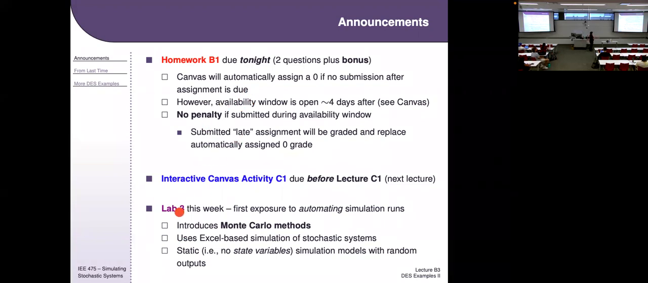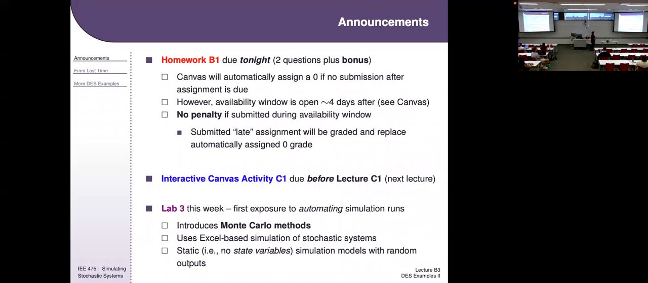The next lecture, Thursday, is over lecture C1, which is over another reading in the chapter. So there's an ICA for that, and there's Lab 3. Some of you already turned in Lab 3, so you may be a little bit ahead of this, but we're going to be introducing Monte Carlo methods.